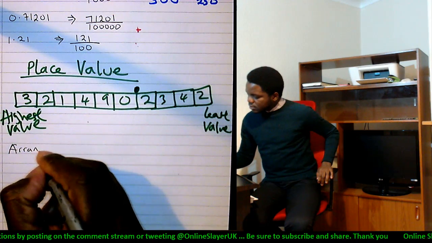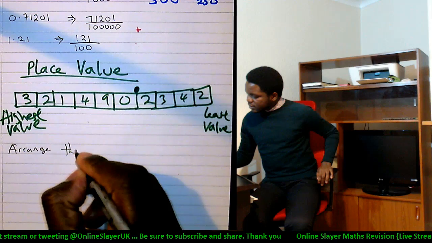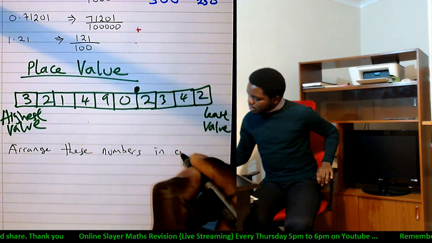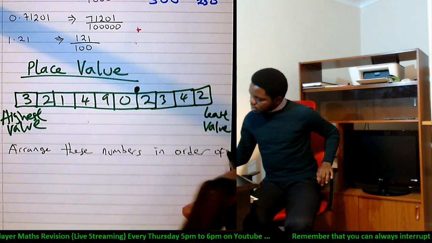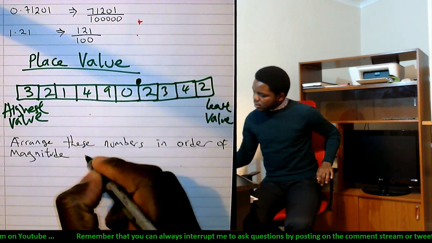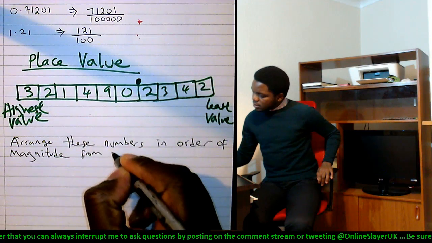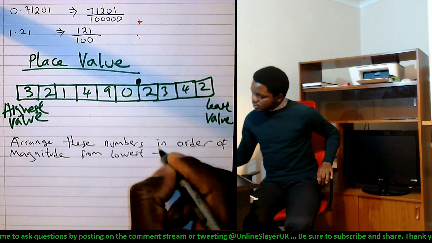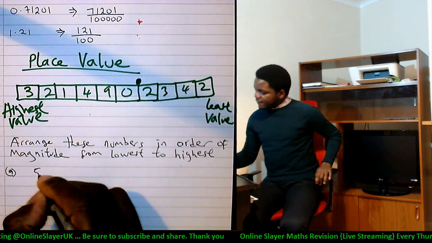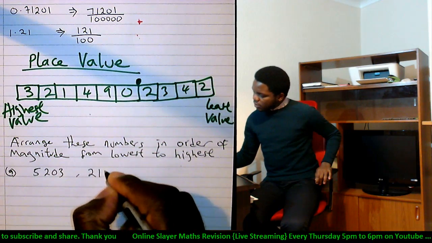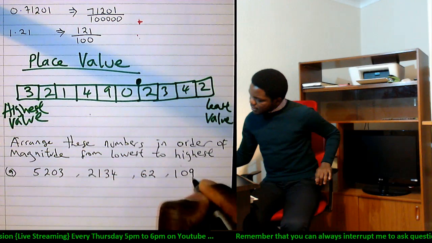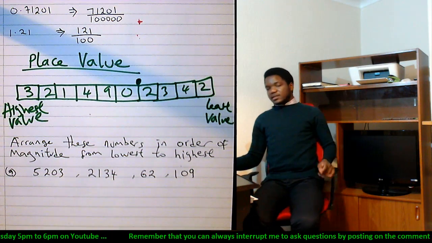Arrange these numbers in order of magnitude from lowest to highest. Okay, now what are the numbers? A, 5203, 2134, 62, 109. Okay, from the lowest to the highest, do you know what I'm going to do?